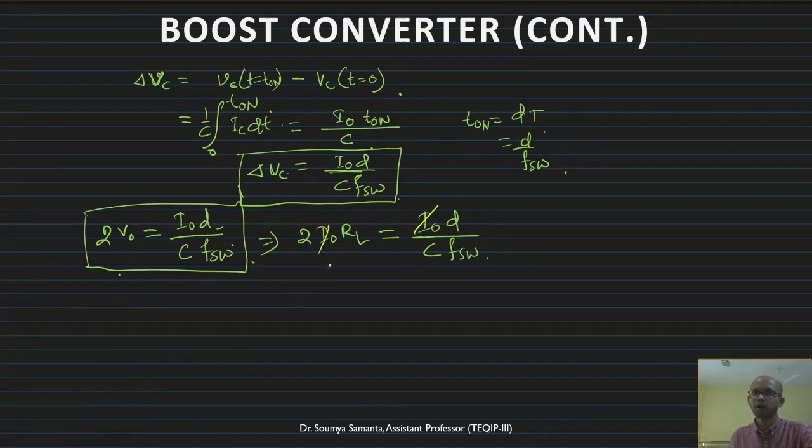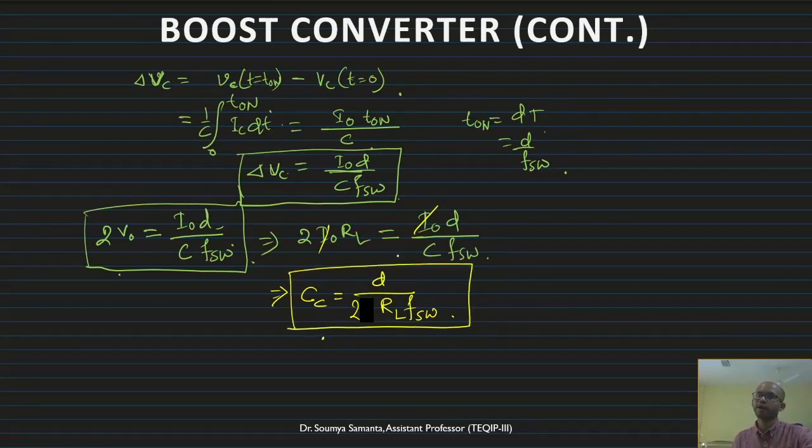I0 will cancel out. What we have to find out is C, the critical value of the capacitance, so that there is a continuous voltage, with no discontinuity in the voltage. So what we can find out is D by C into twice of RL FSW.